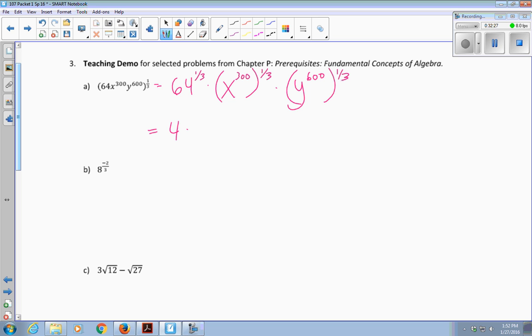Okay. Here I'm raising a power to a power. When you raise a power to a power, what's the rule there? Multiply. You multiply them. Yeah. So before you were trying to say one of them is multiply, one of them is add, right? This is the multiply one. So 300 times 1/3 is 100. And then same rule for the next one, y to the 600 to the 1/3. Multiply those powers, and I get y to the 200.